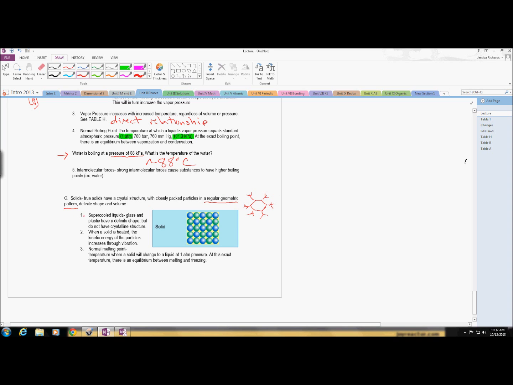Sometimes we have these things called supercooled liquids. They look like solids, they act like solids, but they don't have the crystalline pattern. So they don't have a crystal structure to them, but yet they're solids. So they call them supercooled liquids. Plastics would be your best example, and pure glass also.